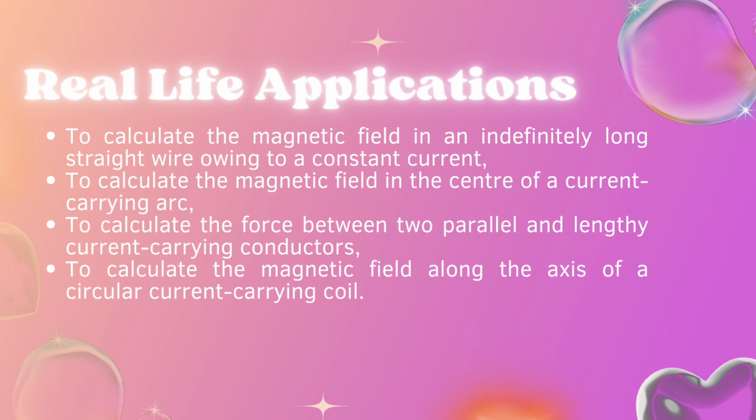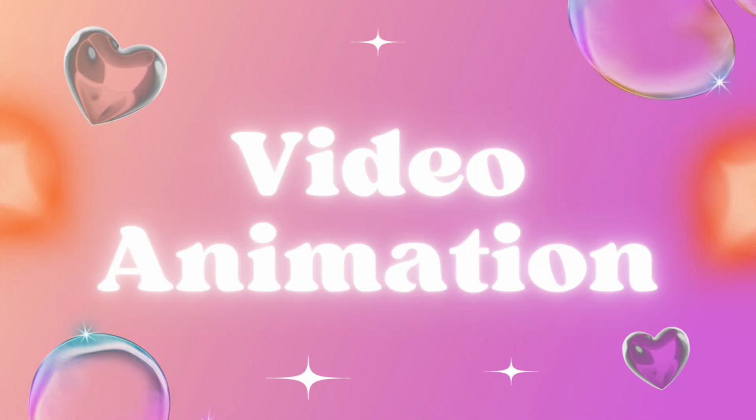First is to calculate the magnetic field in an indefinitely long straight wire owing to a constant current. Next is to calculate the magnetic field in the center of a current-carrying arc. Next is to calculate the force between two parallel and lengthy current-carrying conductors. Lastly, to calculate the magnetic field along the axis of a circular current-carrying coil. Here is a video animation of the Biot-Savart law.